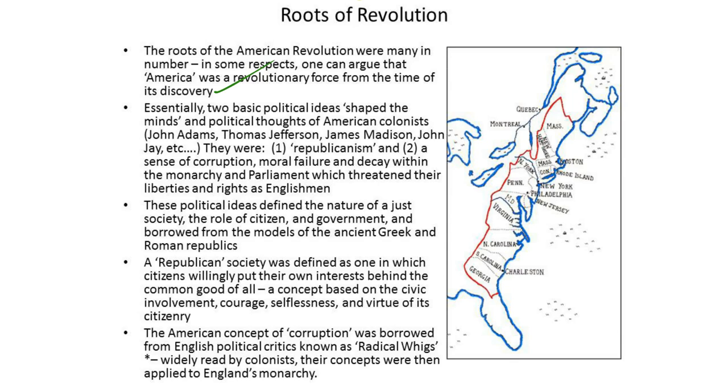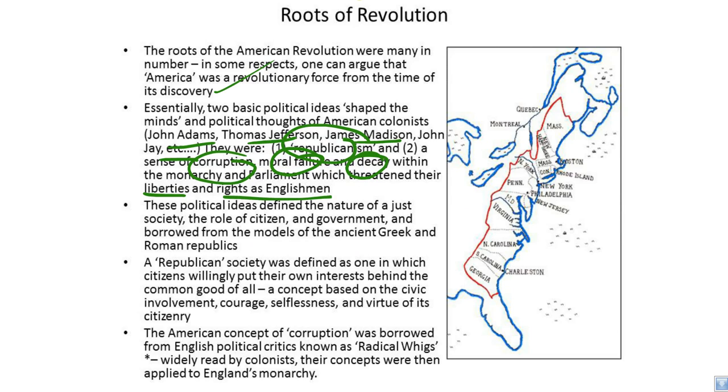Eventually, there were two basic political ideas that shaped the minds and political thoughts of American colonists, people like John Adams, Thomas Jefferson, James Madison, and John Jay. They were the idea of republicanism and a sense of corruption, moral failure, and decay within the monarchy and parliament, which threatened their liberties and rights as Englishmen.